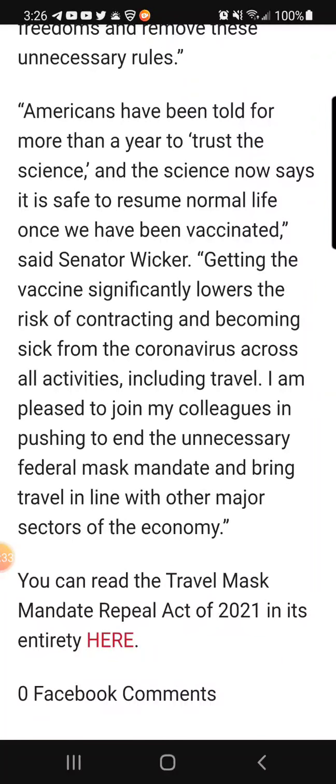Also, Senator Wicker said, I am pleased to join my colleagues in pushing to end the unnecessary federal mask mandate and bring travel in line with other major sectors of the economy.